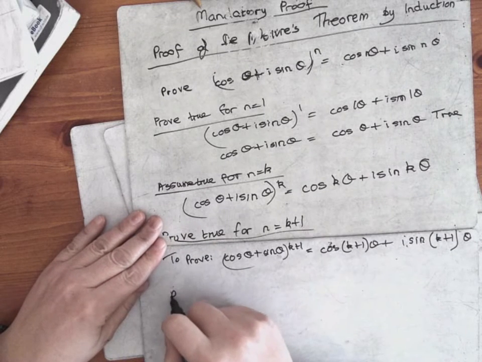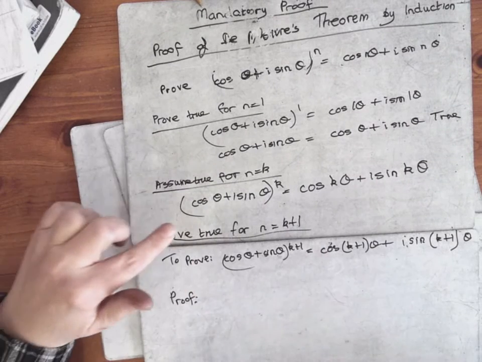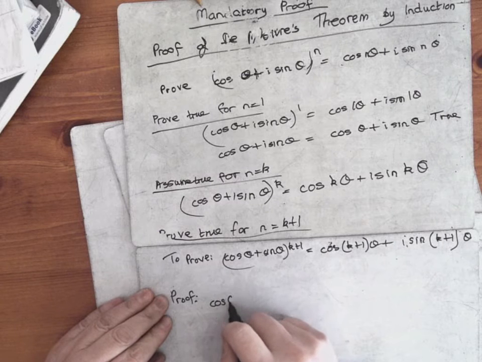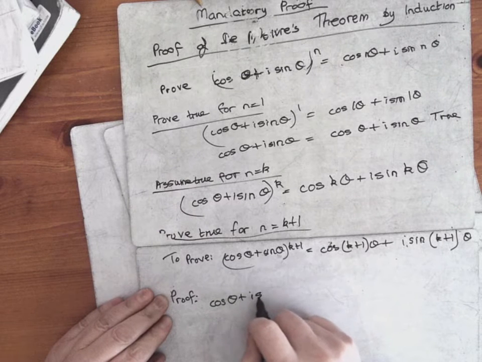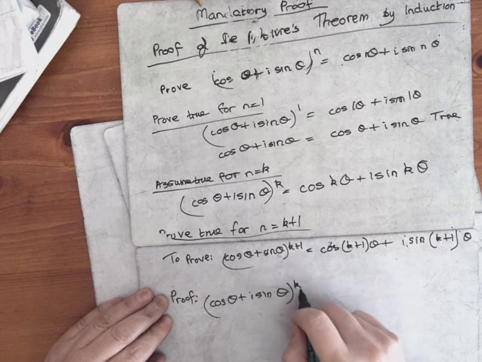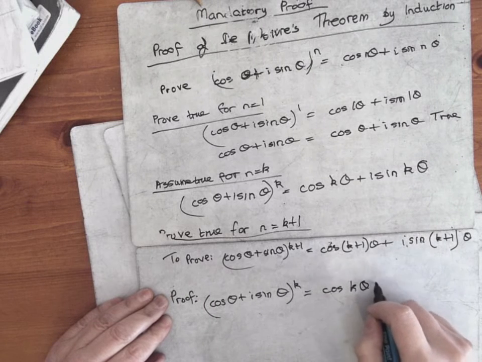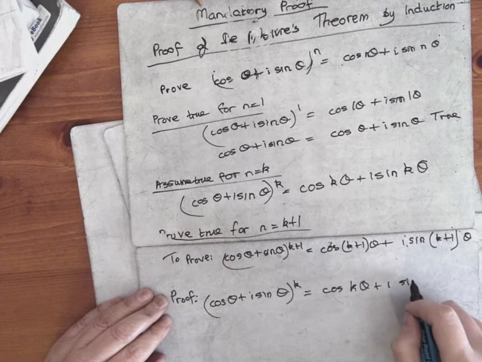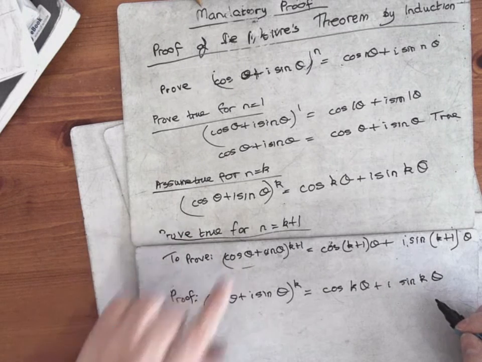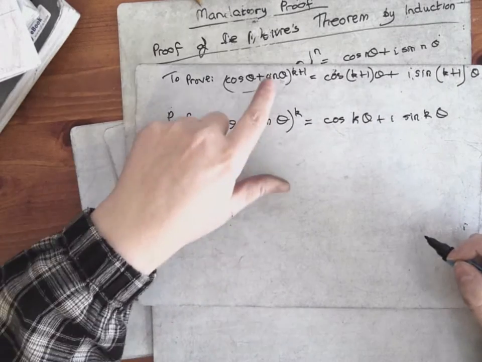So I'm going to start off my proof now. You all start your proof with the fact. So this is the only fact I know: cos of theta plus i sine theta all to the power of k equals cos of k theta plus i sine k theta. I want to turn this line into this line. I'm moving it up a small bit now.